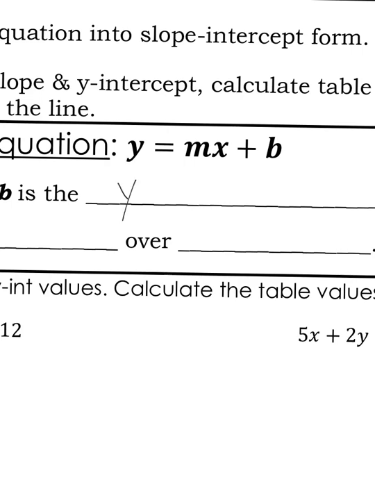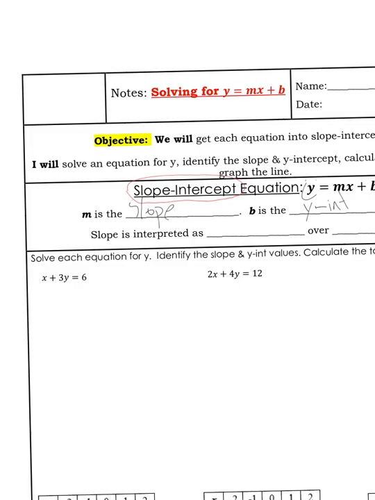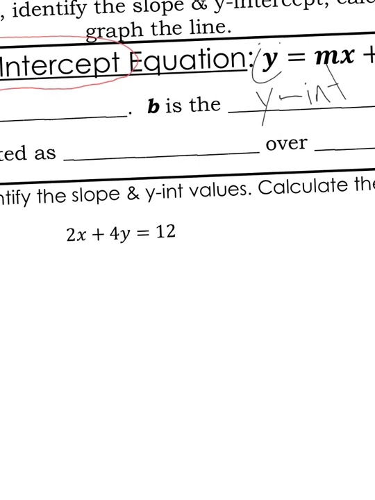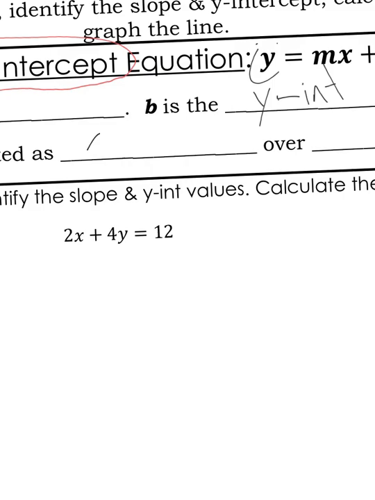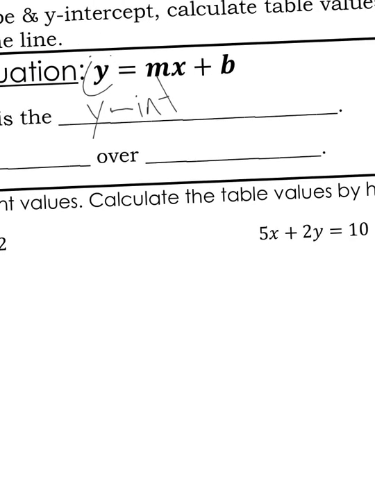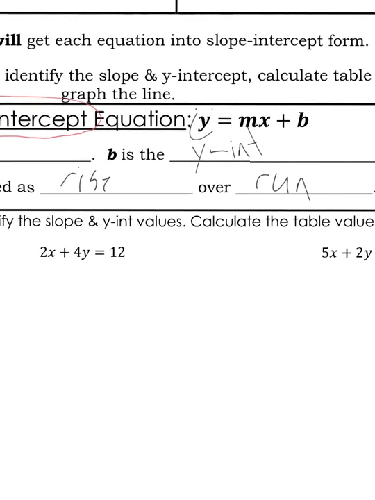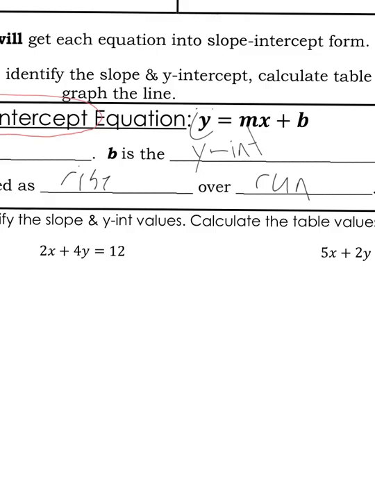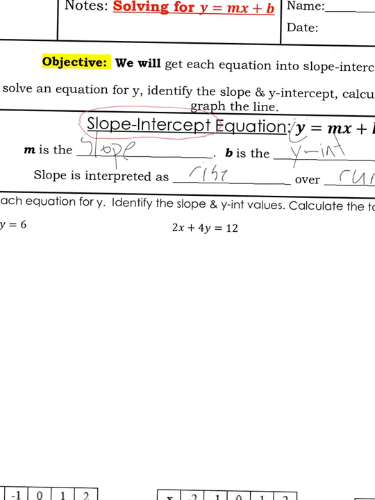Why is it the y-intercept? Because the equation is solved for y. Okay? Alright, and then slope is interpreted as the blank over blank. What I'm looking for here is it's the rise over run. So that's basically the basics. And let's just get started.